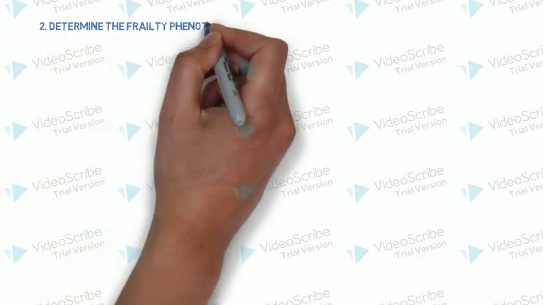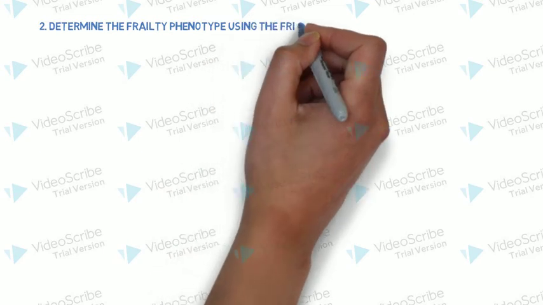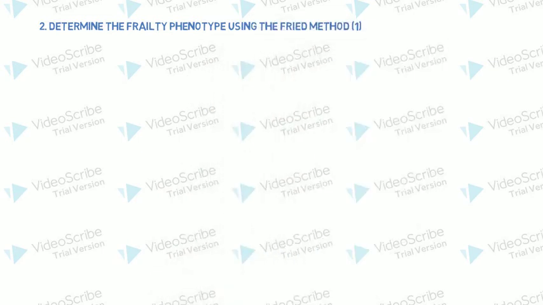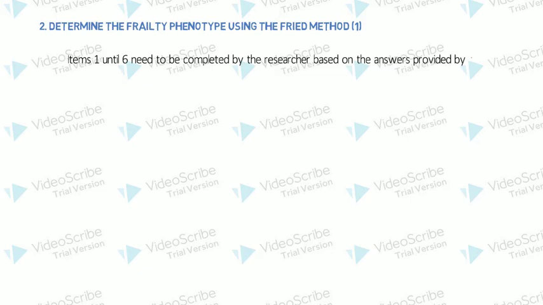A second part of our data collection is a determination of the frailty phenotype, by which we use the Fried method. First of all, you need to complete items 1 until 6 based on responses provided by patients to questions that you ask as a researcher.